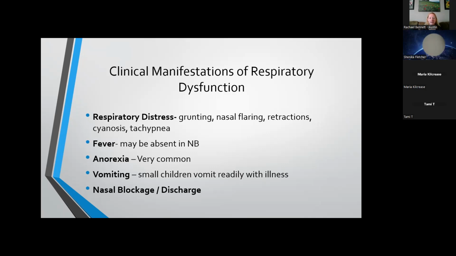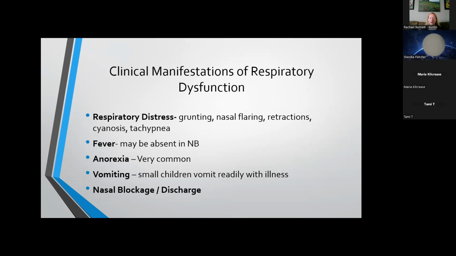Retractions we're going to see in those intercostal and supracostal, subcostal spaces. It's really just the visualization of those accessory muscles trying to fix the situation. Tachypnea we know is a compensatory mechanism. We're trying to take in more oxygen, breathe off more CO2 to balance our acid base. Okay. Fever we may see depending on which infection we're talking about. We don't always see that.